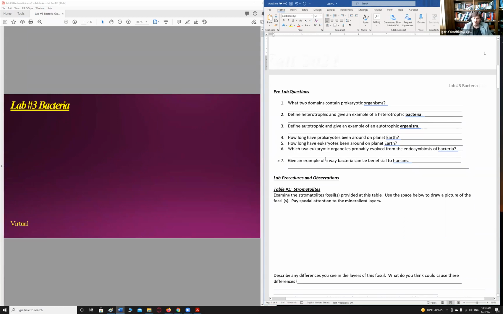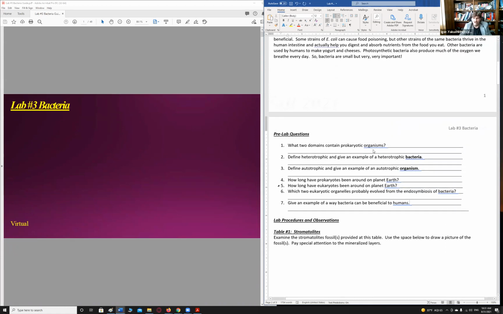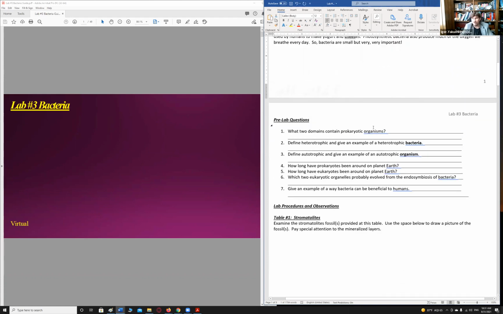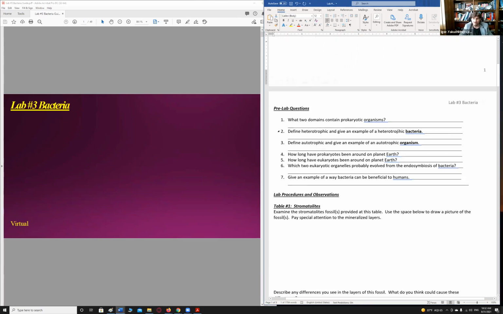Give an example of a way bacteria can be beneficial to humans. Well, it's actually talked about somewhere here. First of all, photosynthetic bacteria produce oxygen. We're breathing the oxygen which has been produced by bacteria. That's a benefit right there. But also making some of the yogurt, you probably heard about lactobacillus, and many of the cheeses. That's a direct benefit. We're also using genetically modified bacteria now to produce human insulin and so on.